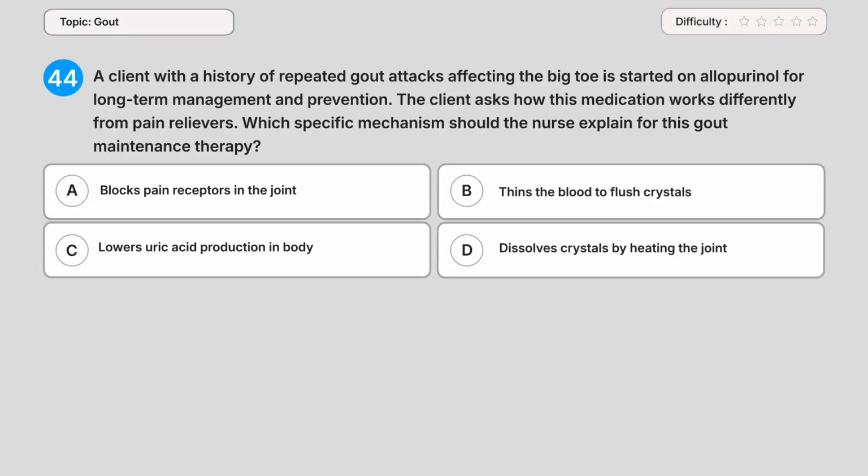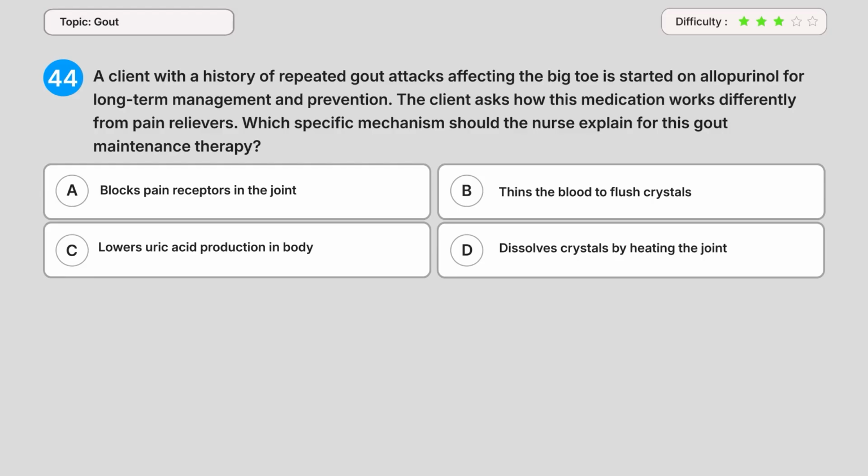44. A client with a history of repeated gout attacks affecting the big toe is started on allopurinol for long-term management and prevention. The client asks how this medication works differently from pain relievers. Which specific mechanism should the nurse explain for this gout maintenance therapy?